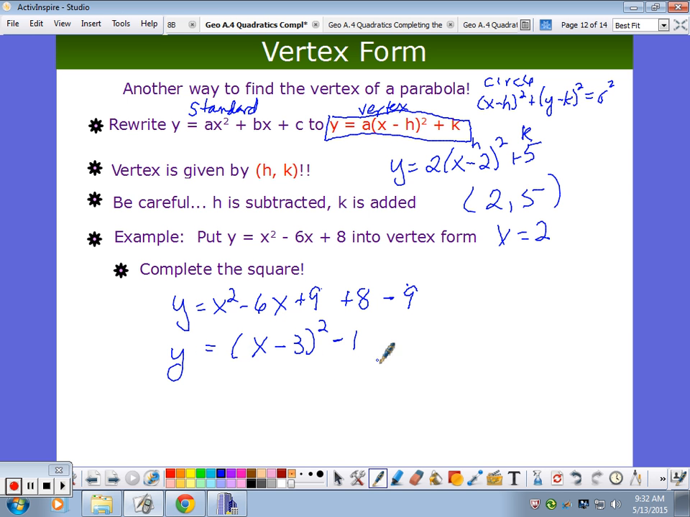And this is now in vertex form. What's the vertex? Well, remember x minus h squared plus k. So h is 3. Now plus k is negative 1, so negative 1. Vertex, no fuss, no muss. What's the axis of symmetry? X equals 3. I can get it that way. Do we follow that?